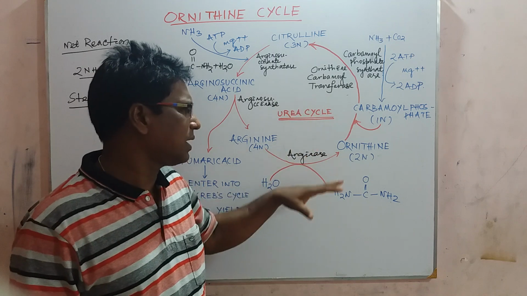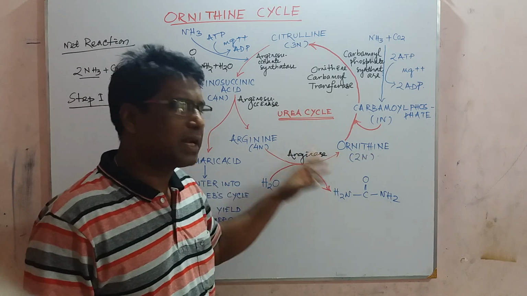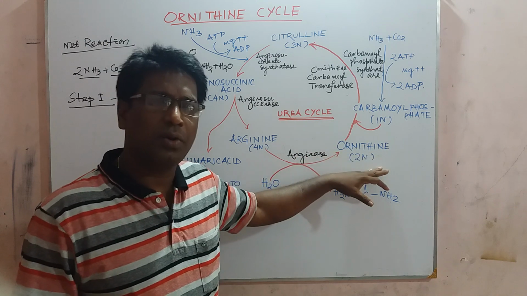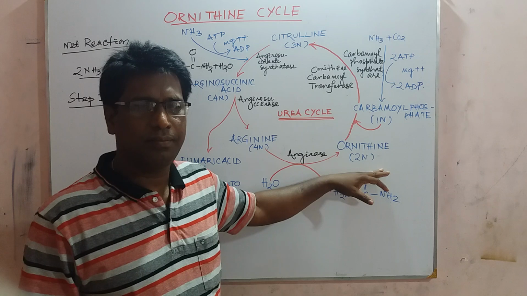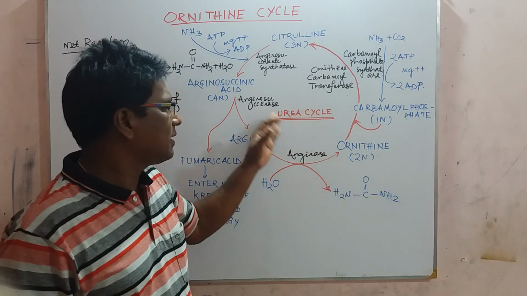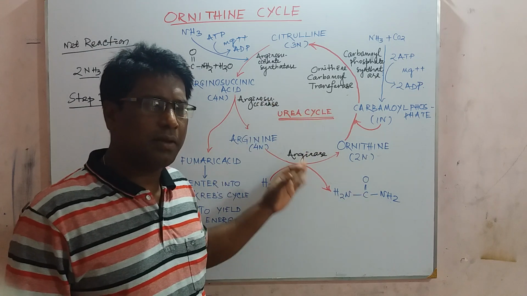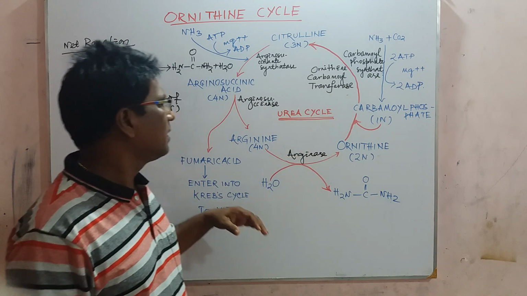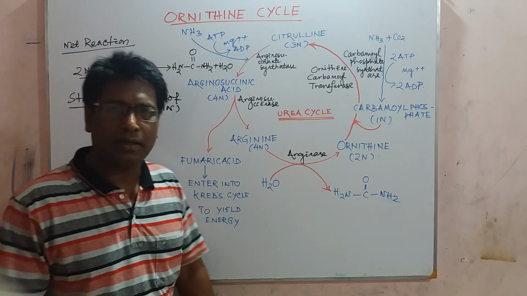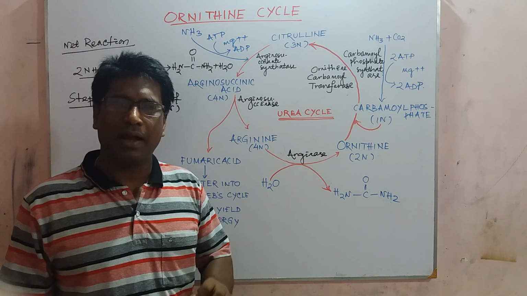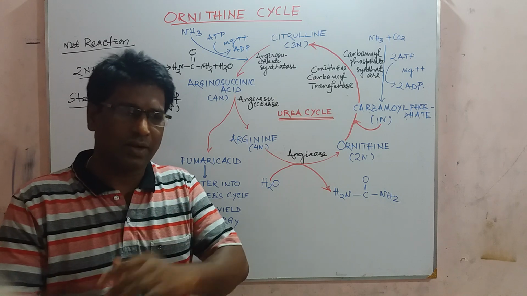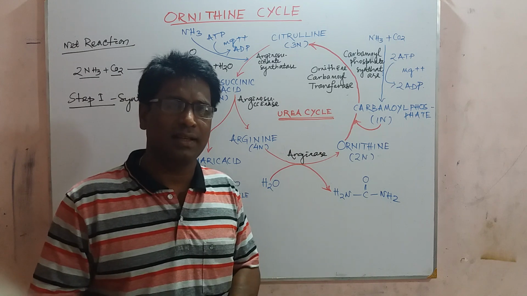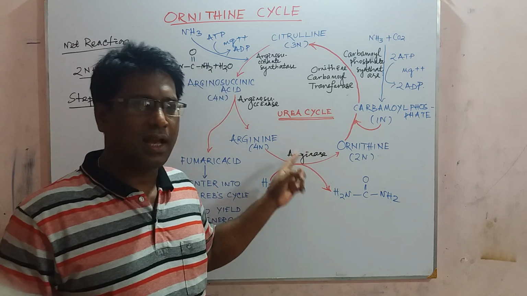It is called the ornithine cycle as the starting material of this cycle is an amino acid named ornithine, which is 2N. And it is the urea cycle as the end product of this cycle is urea. This cycle was first observed by Hans Krebs and Kurt Henseleit in 1932. Hence, this cycle is also otherwise called the Krebs-Henseleit cycle.